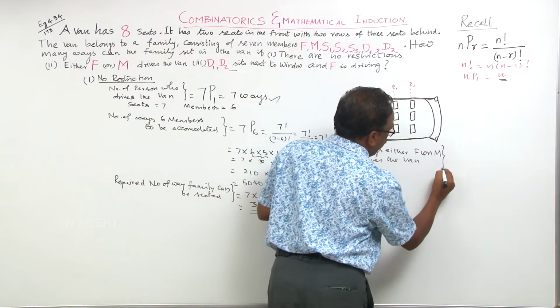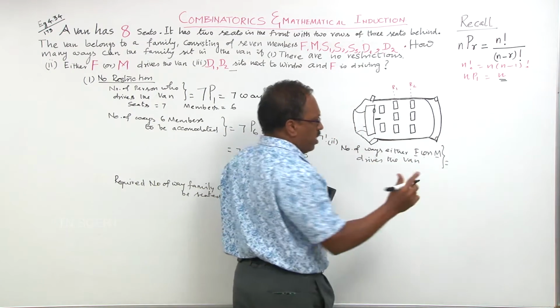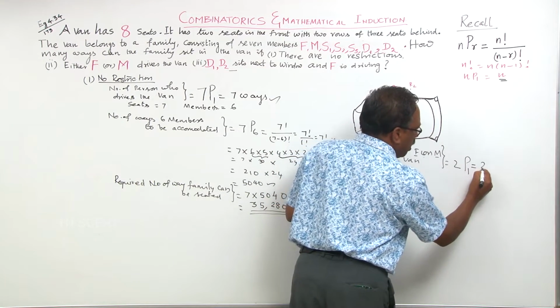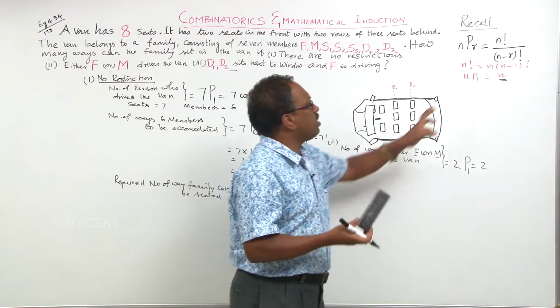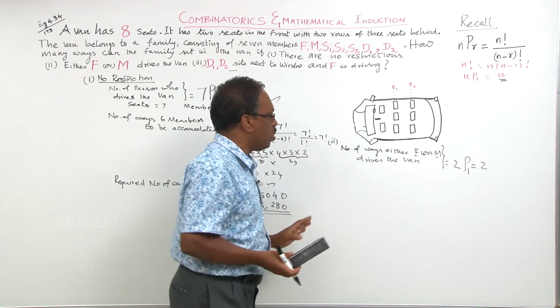Drives the car, I am sorry, in the van. Here totally how many people are here? 2 people. And who is going to drive? Only 1. So the possibility is 2, because nP1 is n, 2P1 is 2. That is the first thing is over.